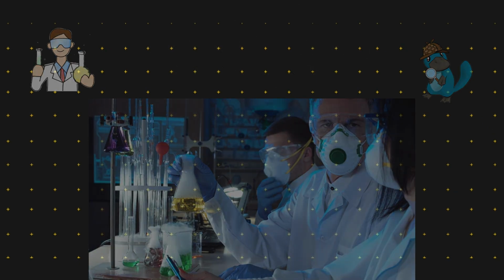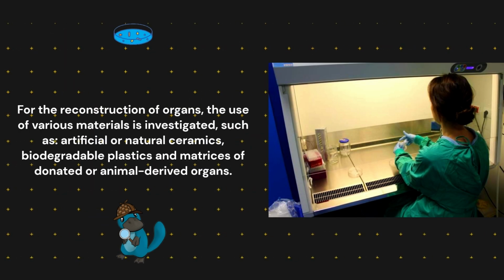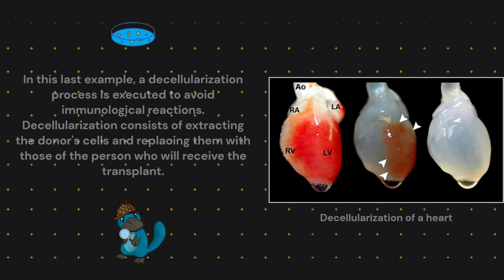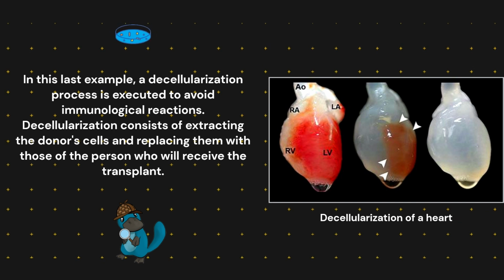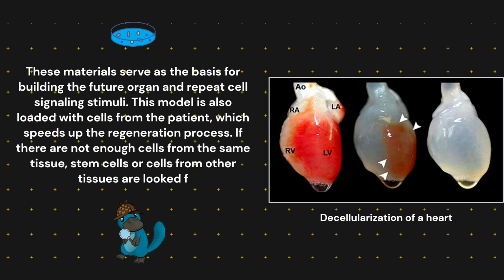How does the process of creating tissues work? For the reconstruction of organs, the use of various materials is investigated, such as artificial or natural ceramics, biodegradable plastics, and matrices of donated or animal-derived organs. In this last example, a decellularization process is executed to avoid immunological reactions. Decellularization consists of extracting the donor's cells and replacing them with those of the person who will receive the transplant.